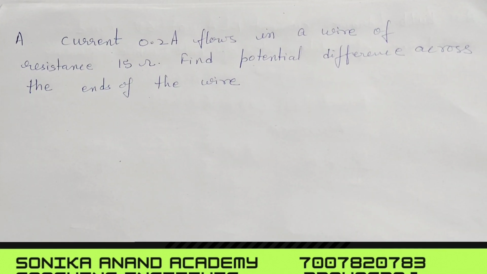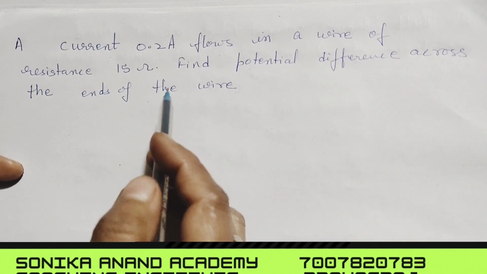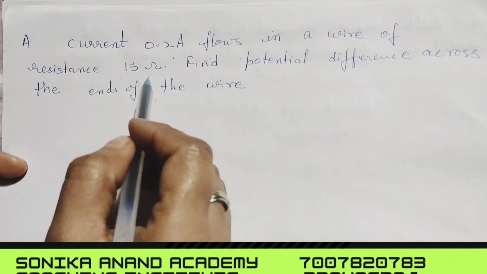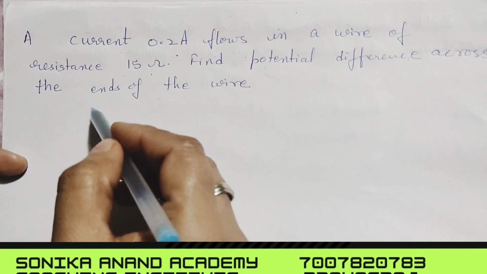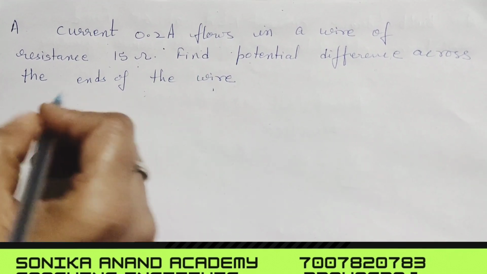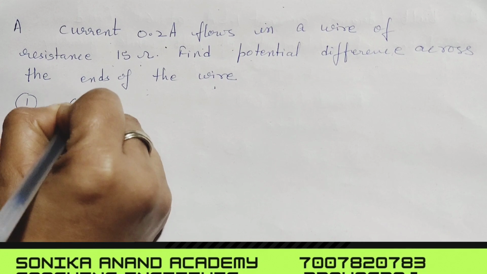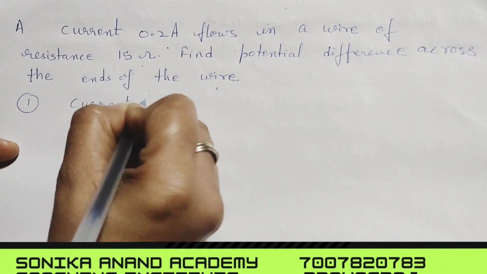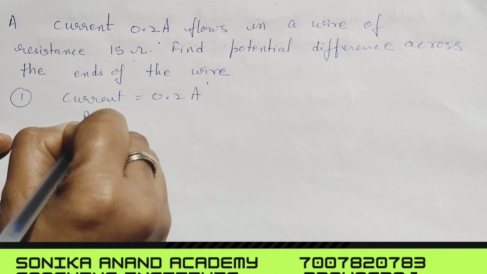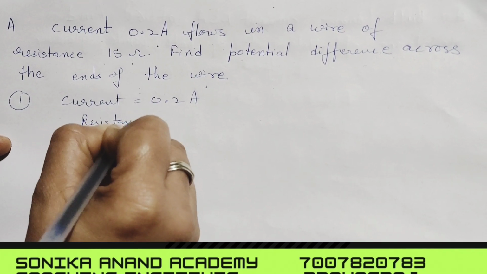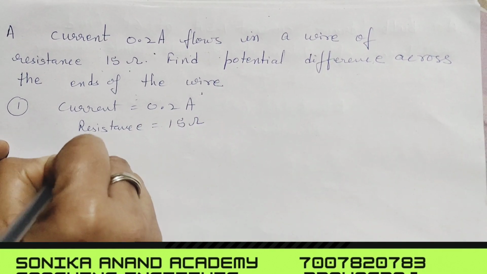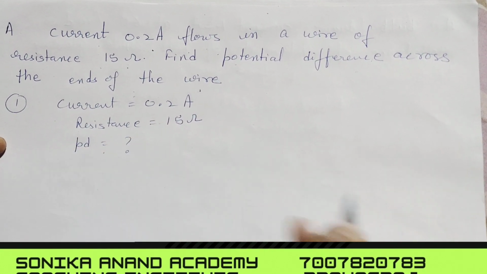Okay, now the next question. A current of 0.2 ampere flows in a wire of resistance 15 ohm. Find the potential difference across the ends of the wire. I think it's now clear to you. Firstly, we have to analyze: the current is equal to 0.2 ampere. Now the resistance is equal to 15 ohm, and we have to find the potential difference.